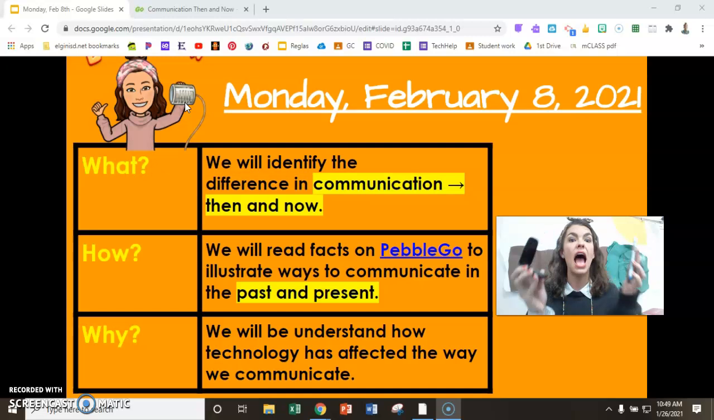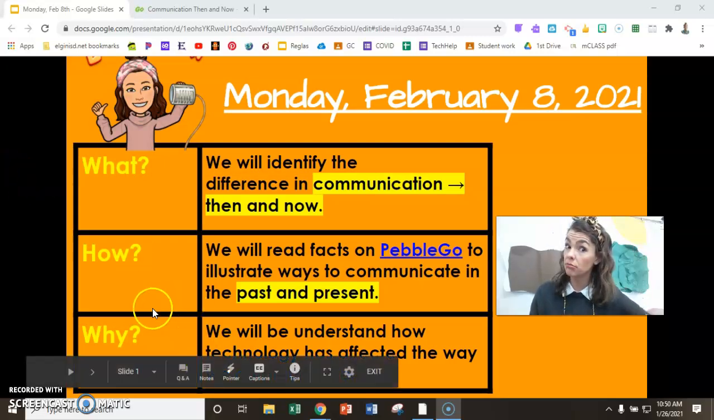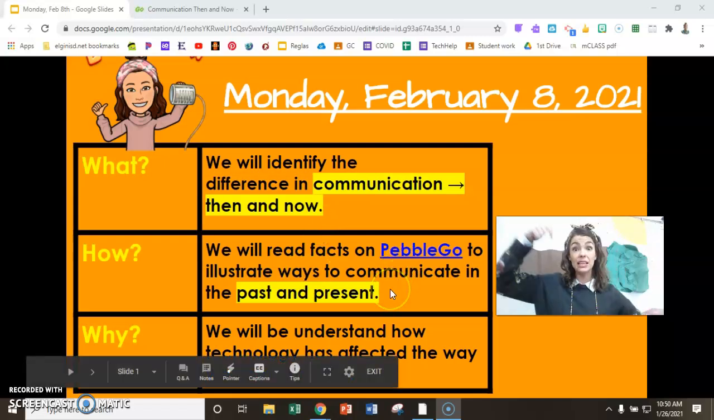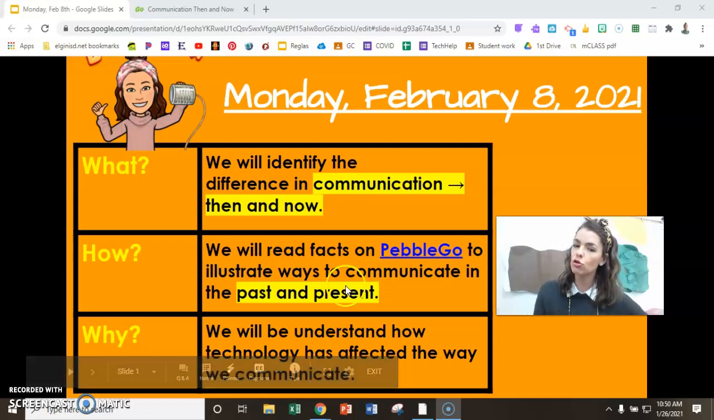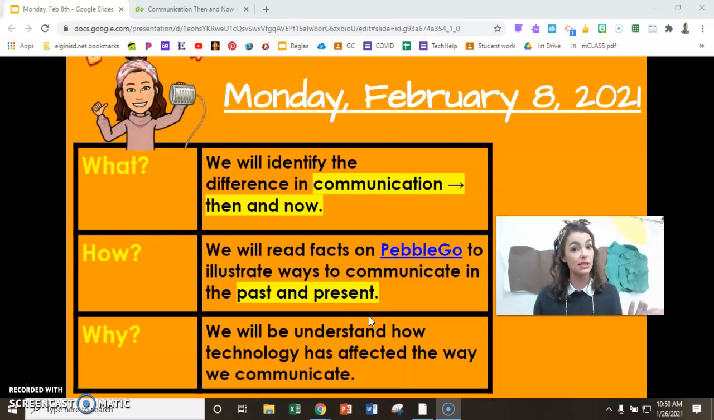Today we're going to study how, why, and what has changed about communication. How will we study it today? We will read facts on Pebble Go to illustrate ways to communicate in the past and the present today. Remember those two words? Say them with me, please. Past and present. You have a present for me? No. Remember, present means today.